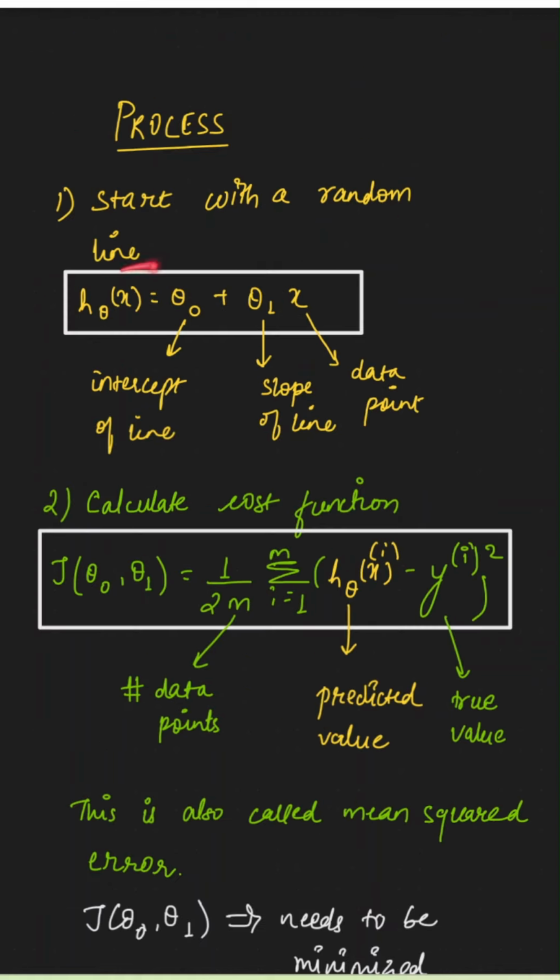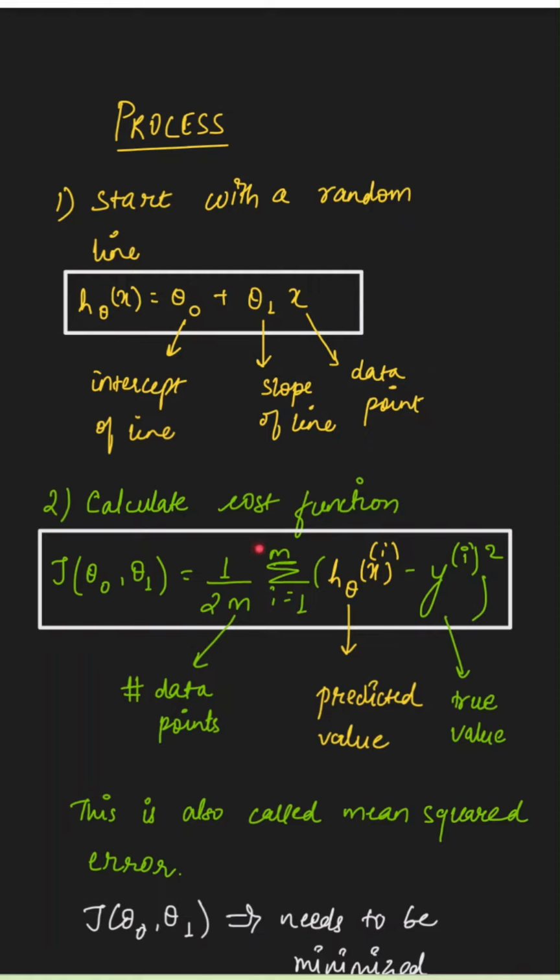So we start with a random line first, such that the equation of the line is given by h theta of x is equal to theta 0 plus theta 1 of x, where theta 0 is the intercept of the line, theta 1 is the slope of the line, and x is the data point.